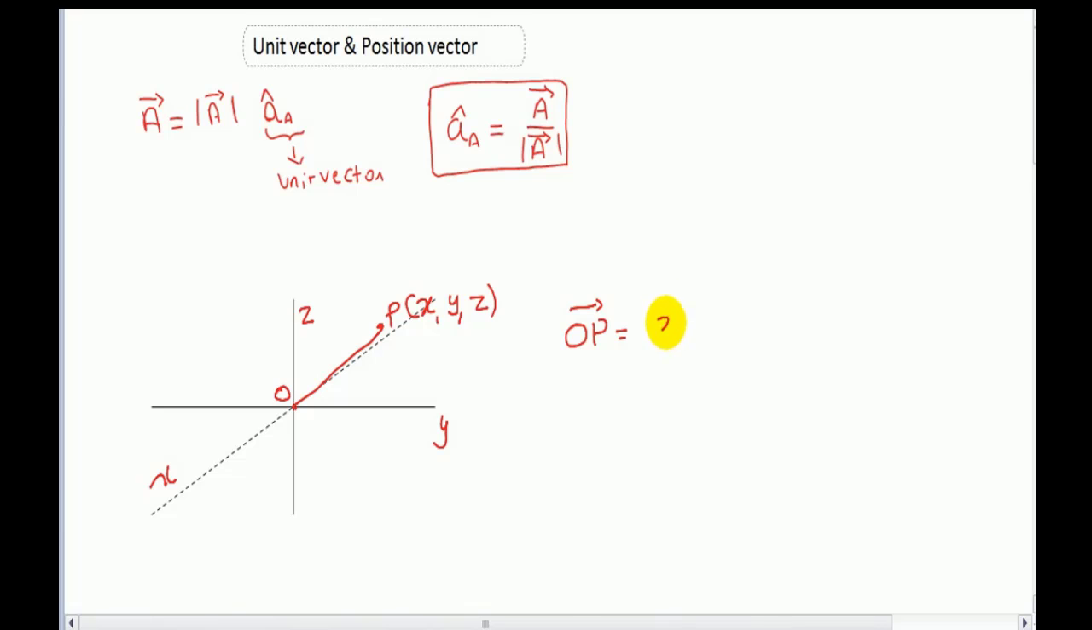So it can be simply written as x ax cap plus y ay cap plus z az cap. This is from the coordinates of the point P. So this is the position vector for point P.